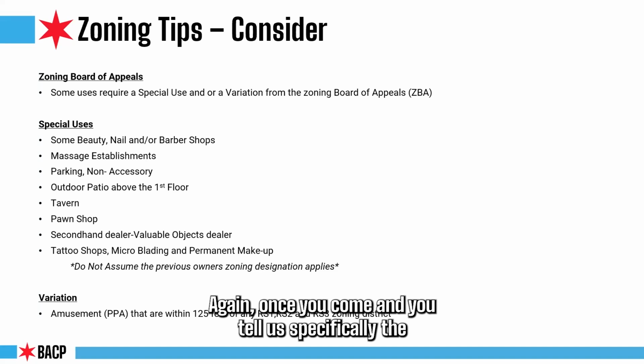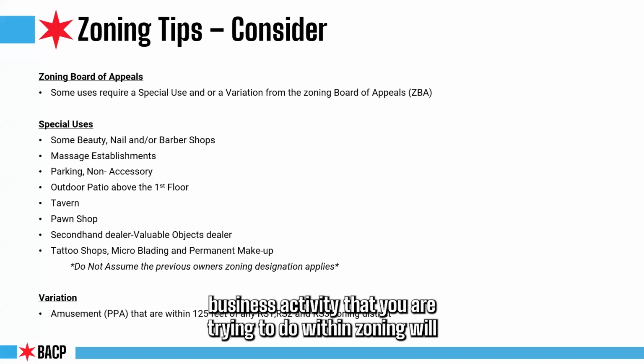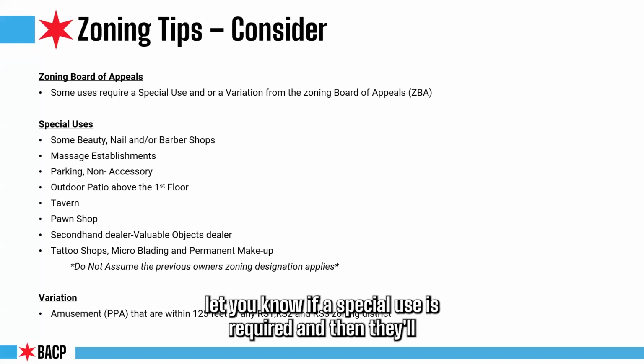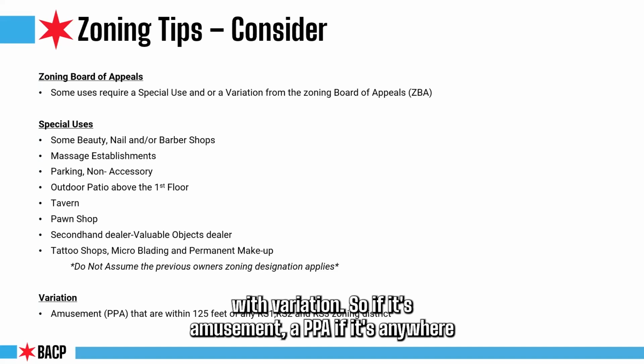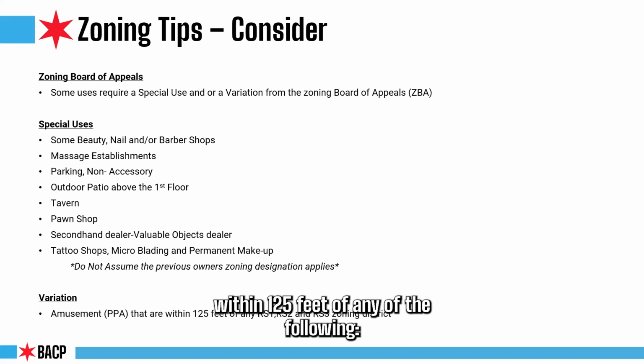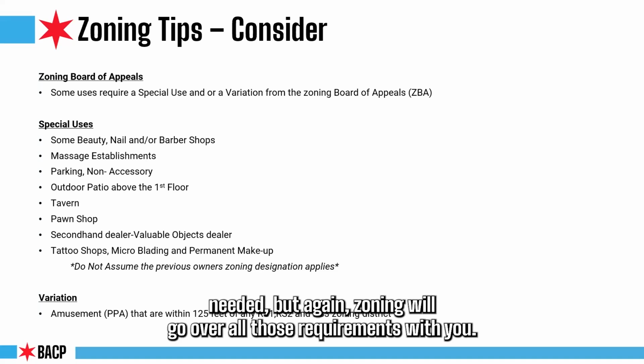Again, once you come and you tell us specifically the location that you're trying to apply for and the specific business activity that you are trying to do, then zoning will let you know if a special use is required, and then they'll explain to you what that process is and how to go about it. Also with variations, so if it's amusement, a PPA, if it's anywhere within 125 feet of any of the following RS1, RS2, and RS3 zoning districts, then a variation is going to be needed. But again, zoning will go over all those requirements with you.